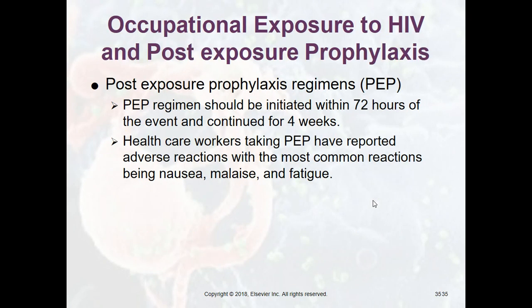So, occupational exposure to HIV and post exposure prophylaxis, which is termed PEP, is a regimen that should be initiated within 72 hours of the event and continued for 4 weeks. This slide is important. This information will come back and it will definitely be something that you're tested on. Healthcare workers taking PEP have reported adverse reactions, with the most common being nausea, malaise, and fatigue.